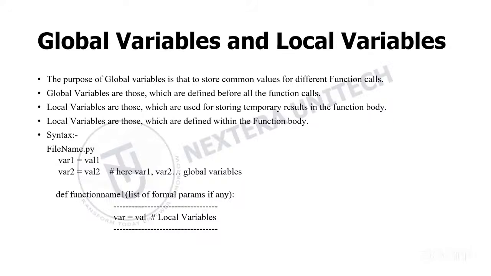So, let's start with global versus local variables. Before knowing about global and local variables, we need to know about something called scope. Scope, or variable scope, is defined as the region of the program where a variable can be accessed and modified. So the region where a variable can be accessed or modified.